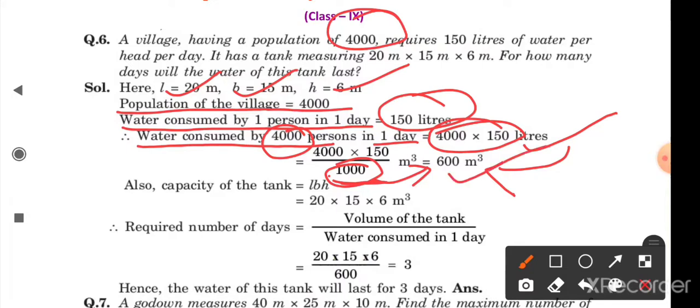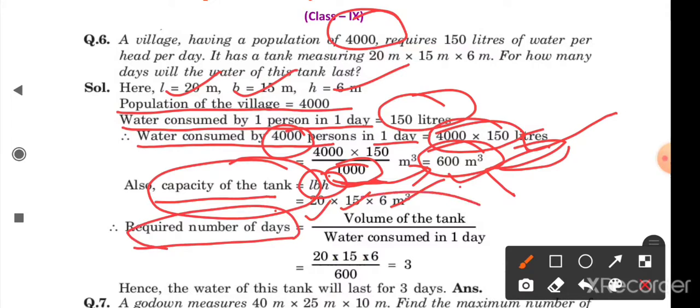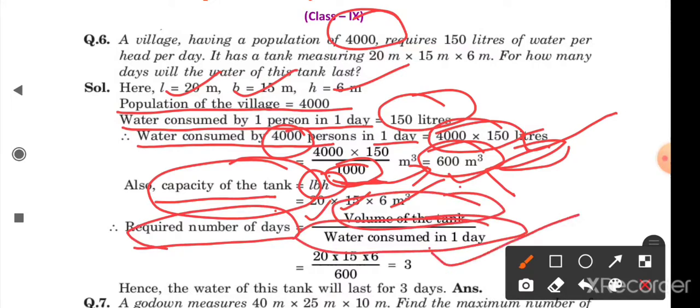Now this is the volume in meters. Now the capacity of the tank, that means volume, is L into B into H. You will substitute all the values, L, B, H are given, and now this is the volume of the tank and this is the volume of water consumed by 4000 people in one day. Therefore, number of days is equal to volume of tank upon water consumed by 4000 people in one day. You will divide it by this and you will get 3 days. This is the answer of this question.